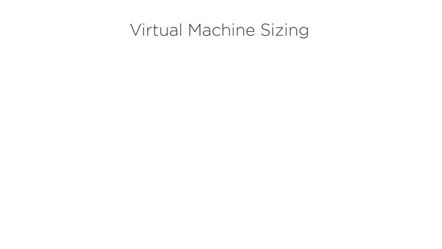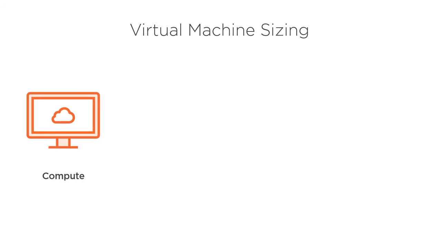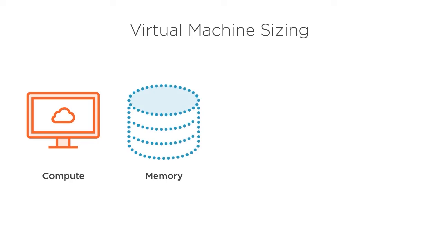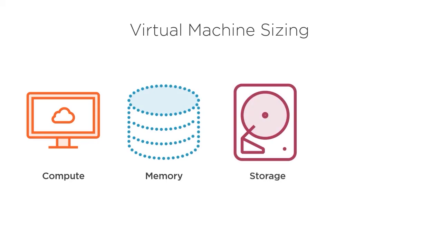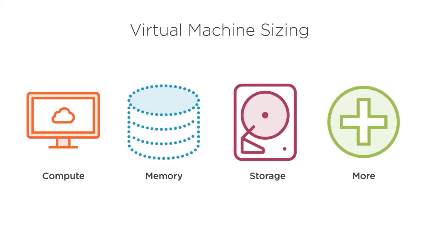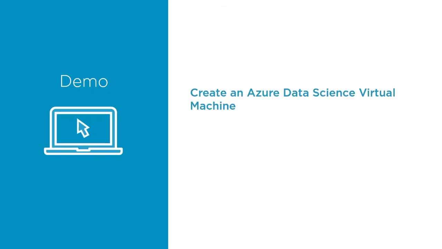Virtual machine sizing can be broken down into major categories. There are general-purpose machines, compute-optimized machines, memory-optimized machines, large or high-performance storage machines, and many, many more. In this section, we will start by creating an Azure Data Science virtual machine in the Azure portal. Then, we will explore the machine before we take a look at scaling the instance.